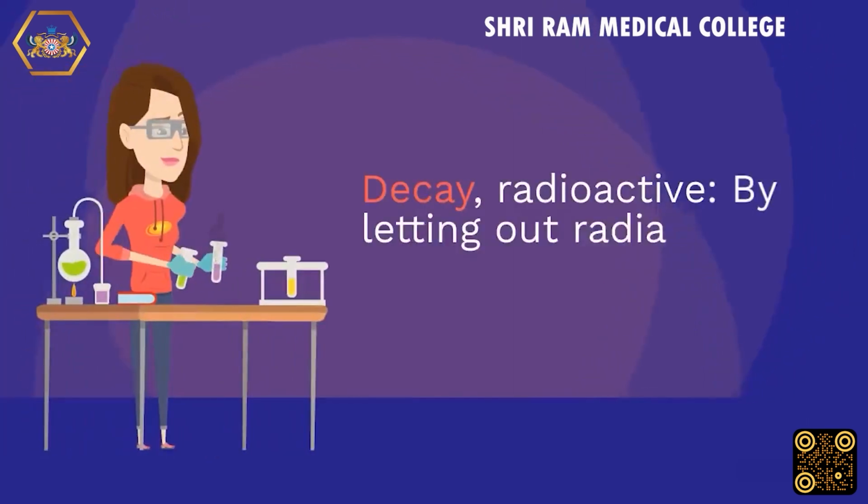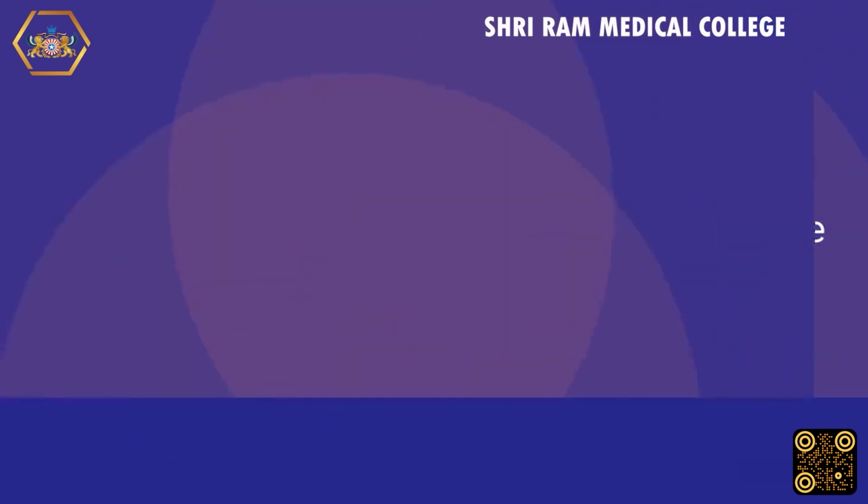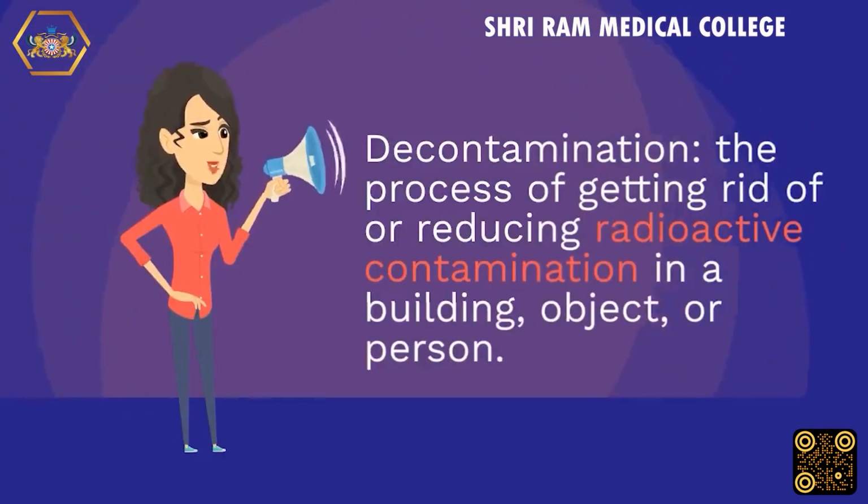Decay, radioactive, by letting out radiation, the nucleus of an unstable atom breaks apart. Decontamination, the process of getting rid of or reducing radioactive contamination in a building, object, or person.